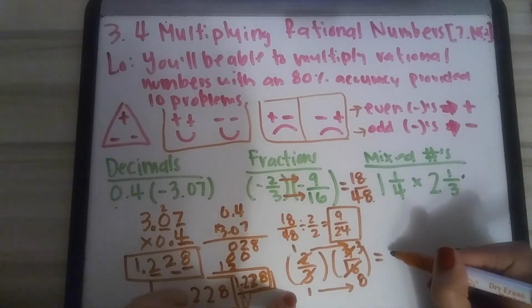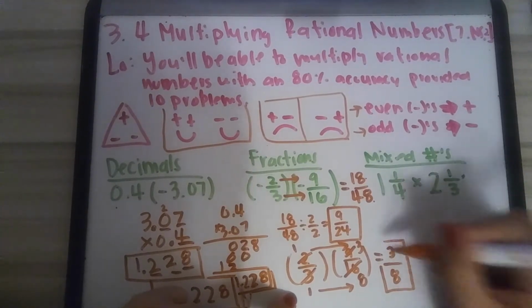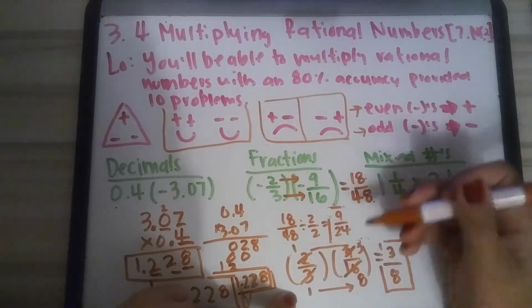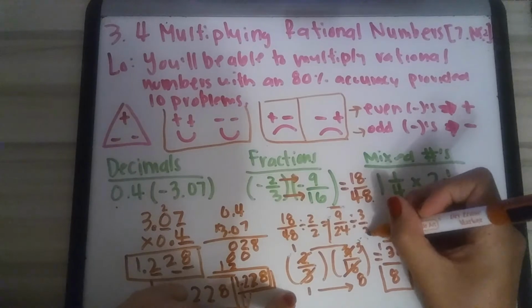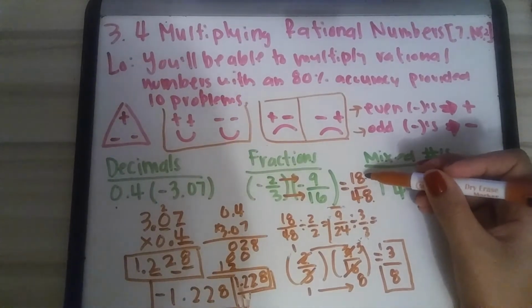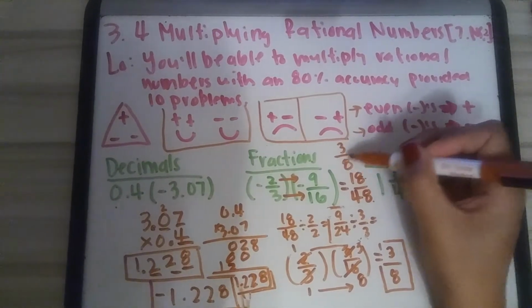So 1 times 3 is 3, and then 1 times 8 is 8. Okay, so this should be my final answer, and that means that I messed up right here. I forgot. This is actually divisible by 3. So if I divide by 3 over 3, the actual greatest common factor was 6, because I can divide this by 6, which is 3 and then 8. Okay, so I'll get the same answer.